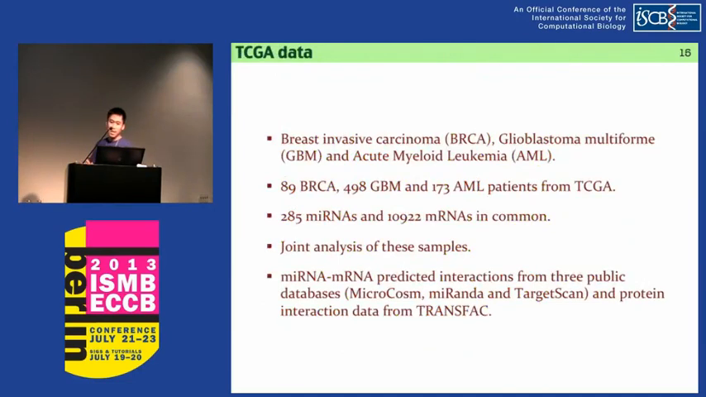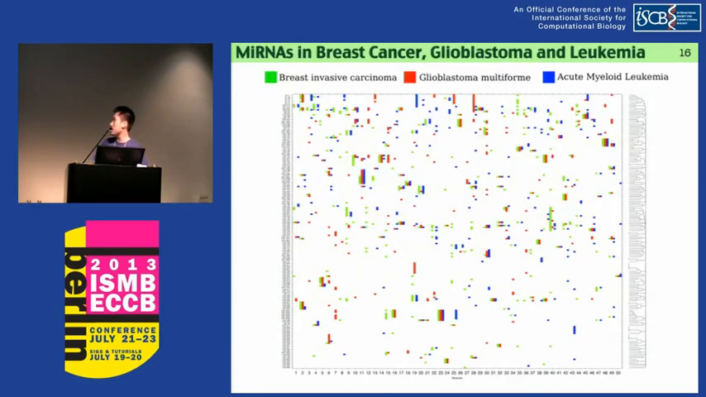So then, these are some early results that we get using this model. We take 3 cancer types, breast cancer, glioblastoma, and leukemia, from the TCGA website, and we do a joint analysis of those samples. The microRNA and mRNA interactions were downloaded from 3 public databases, and the protein interactions were downloaded from Transfac.